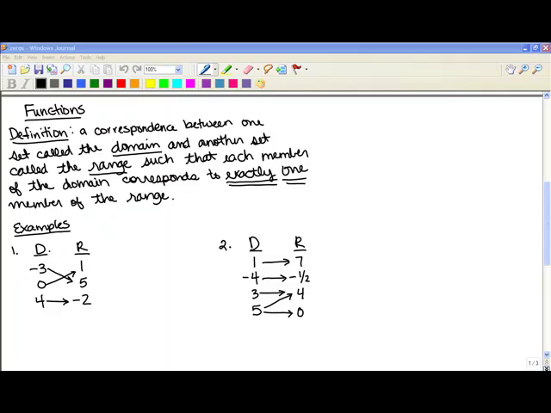Let's say in this first example that the domain is -3, 0, and 4, and the range is 1, 5, and -2. The arrows represent the correspondence. So -3 corresponds to 5, 0 corresponds to 1, and 4 corresponds to -2. You can see that each number here in the domain points to one number on the right side in the range. So this would be an example of a function.